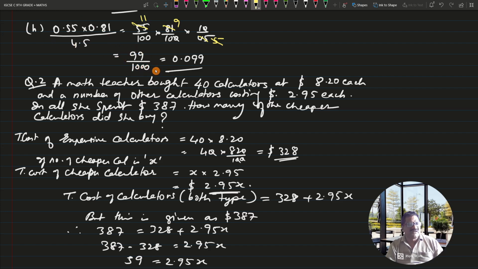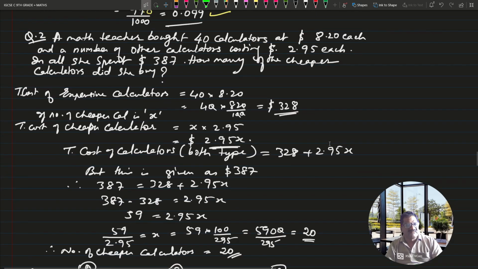Now, if you want to convert it into decimal form, it's simple. You have to just write 0.099. The decimal point is shifting to the left by 3 places, so it will become 0.099. Is that clear? Now coming to question number 2.